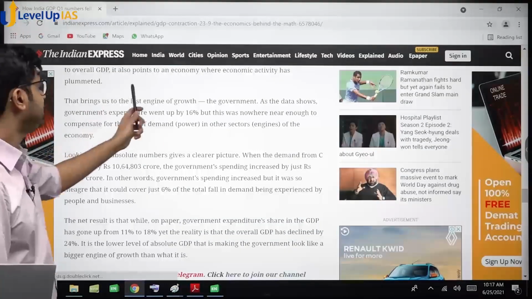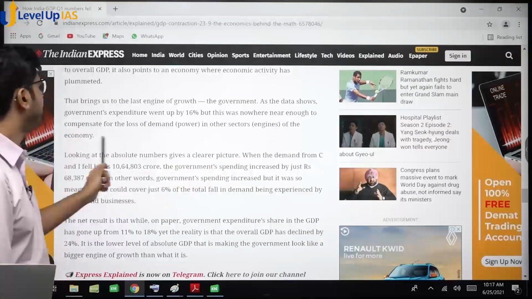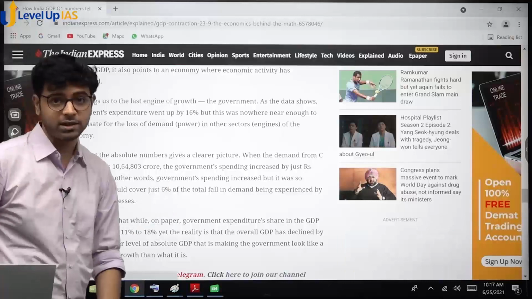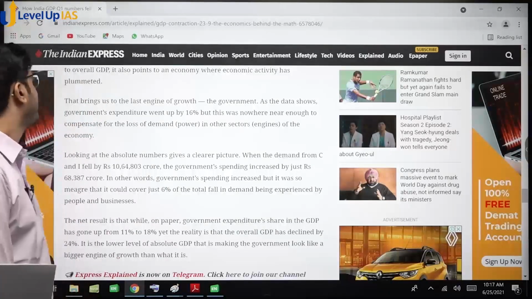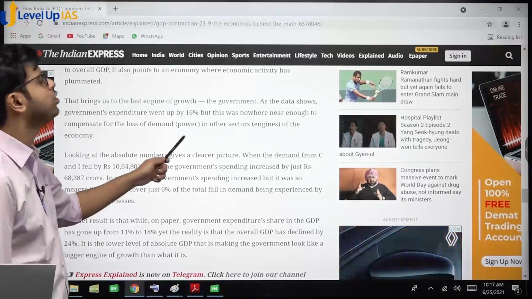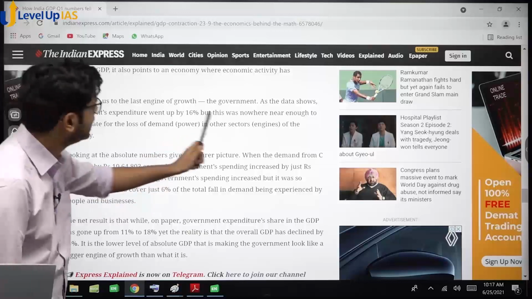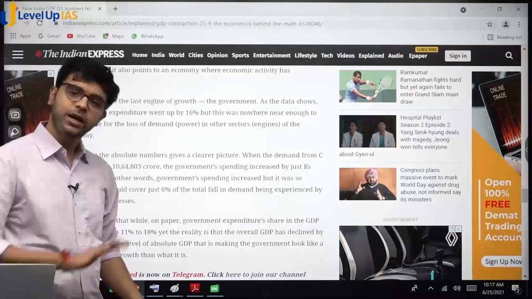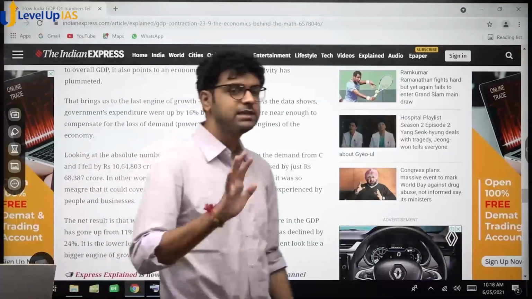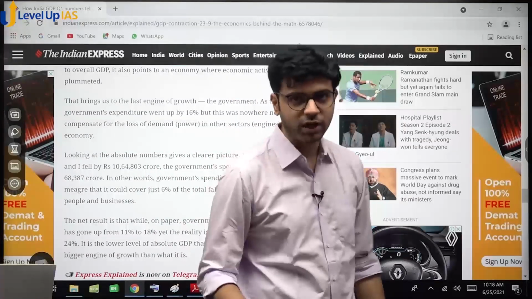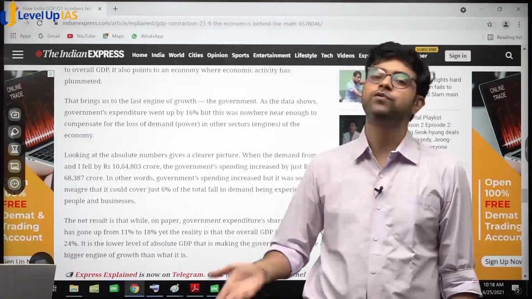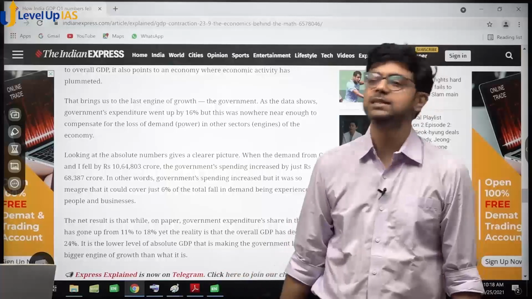That brings us to the last engine of growth, the government. As the data shows, government expenditure went up by 16%. But this was nowhere near enough to compensate for the loss of demand or loss of GDP in other sectors, engines of the economy. Did you understand this? It is saying that C plus I has fallen down, G increased, but G was not enough to compensate the fall caused by C plus I.